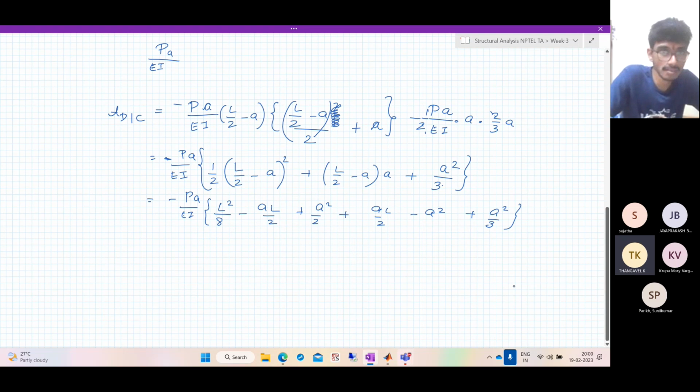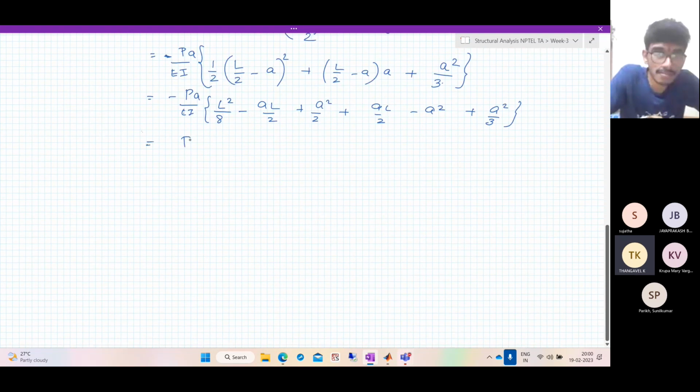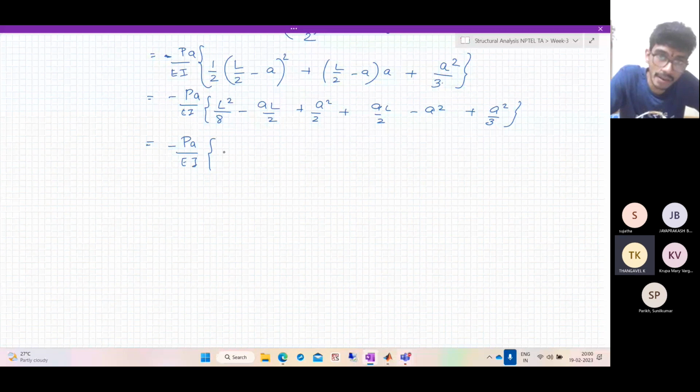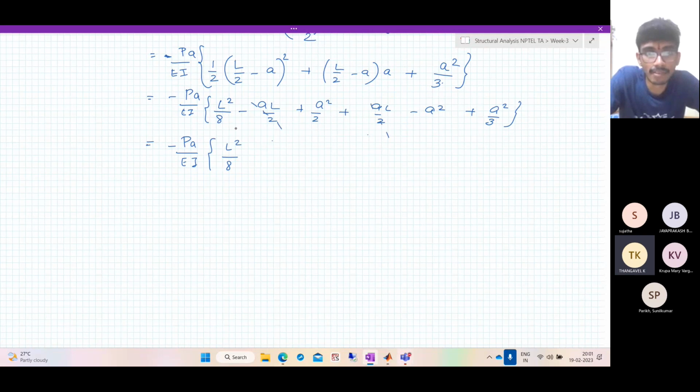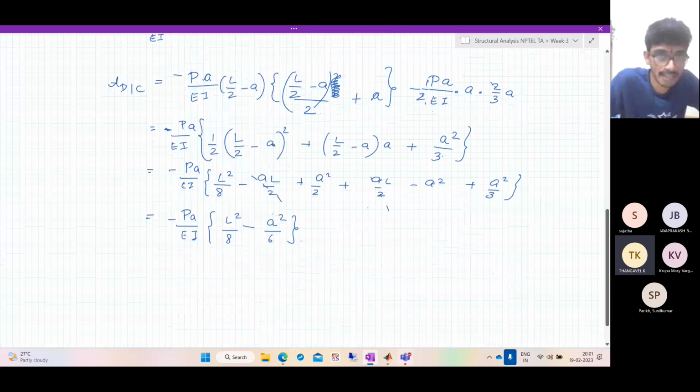So this is minus PA by EI, L square by 8. AL by 2 plus AL by 2 minus AL by 2 plus AL by 2 will get cancelled. And then we get plus A square by 2 plus A square by 3, which is 5 by 6 A square. Minus A square is minus A square by 6. So this is what is TD with respect to C.